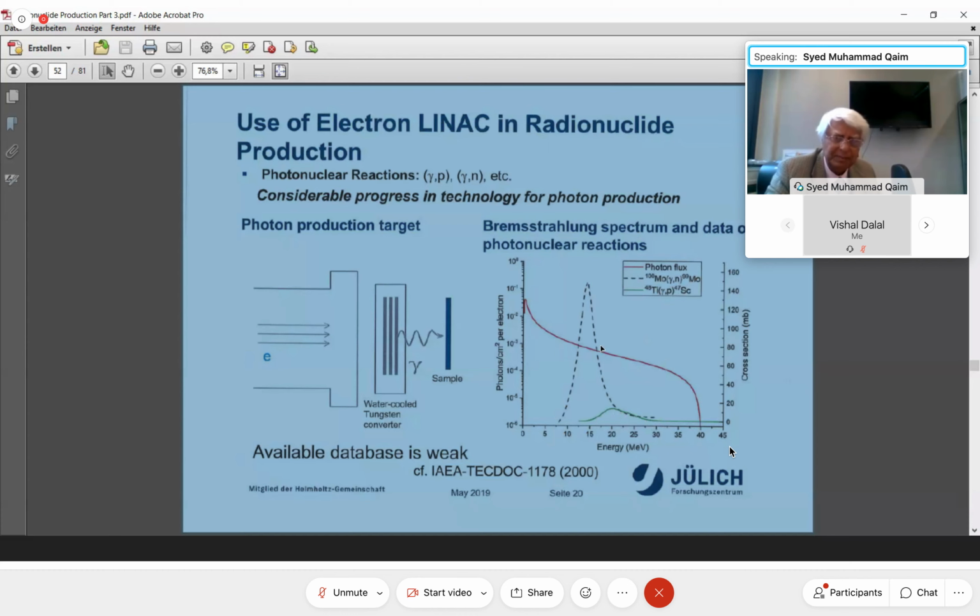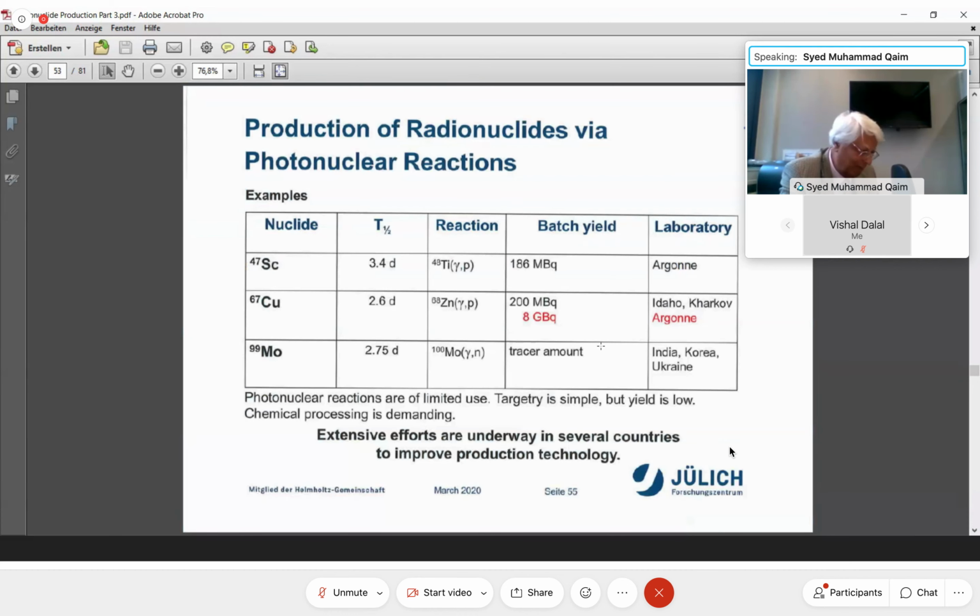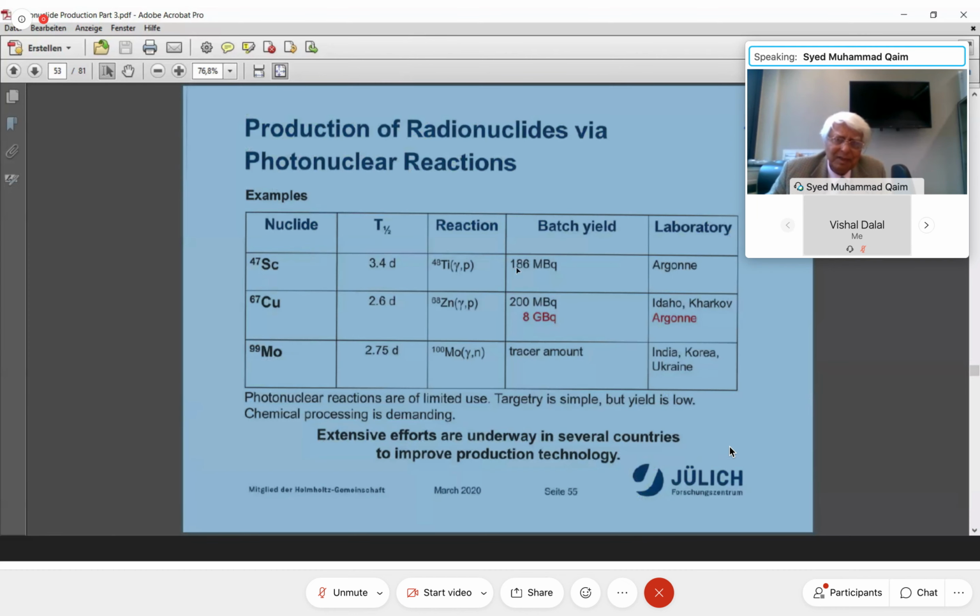Okay, through the gamma reactions, three isotopes have been produced, or at least tried. Scandium-47, gamma P, as I said, small tracer amounts have been produced: at Argonne National Lab, 186 megabecquerel. Copper-67 has been produced at several places: Kharkov in Ukraine, Idaho in USA, Argonne again in USA. They have really pushed this through.